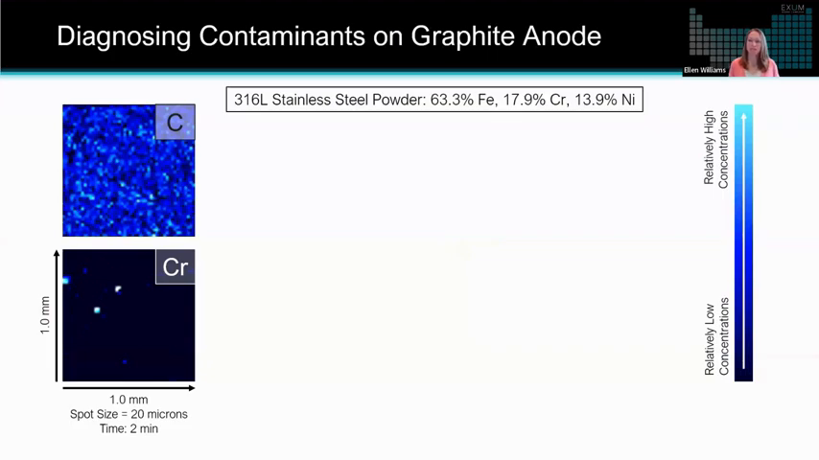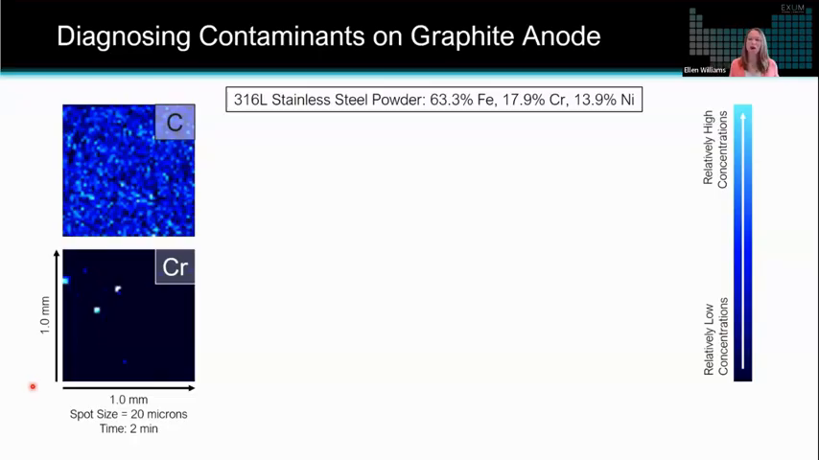So the first application example that we'll look at was a graphite anode sample that had known contaminants that were stainless steel powders. So we analyzed this anode with a 1 millimeter by 1 millimeter elemental map with a 20 micron spot size that we did very quickly. It took about 2 minutes.